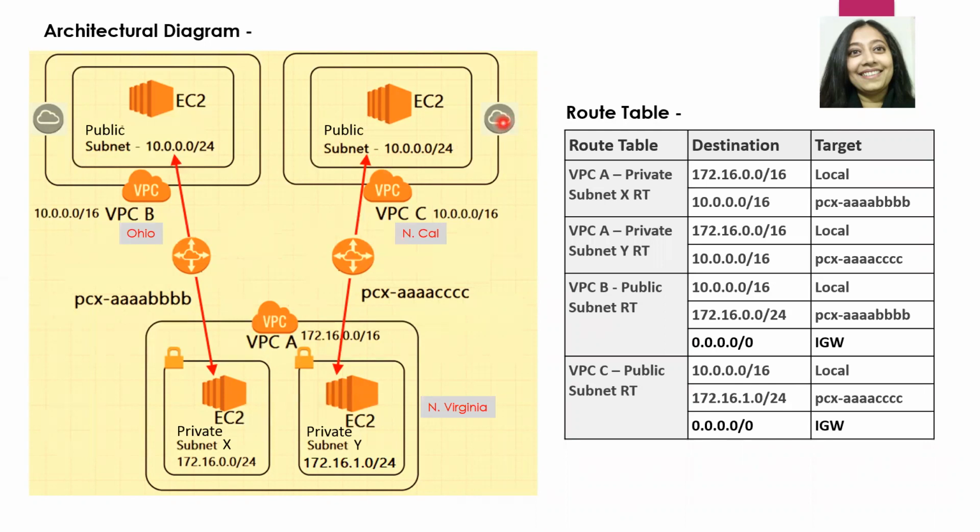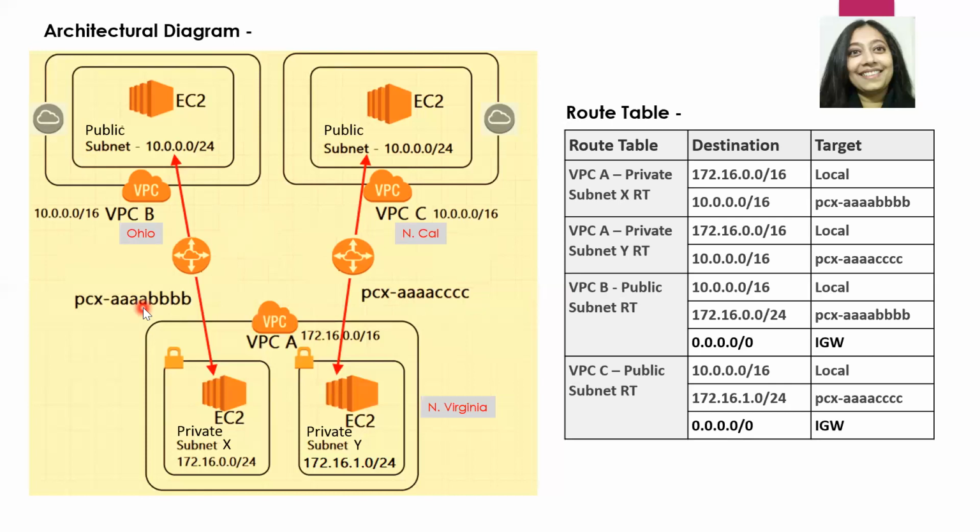As a part of our VPC peering tutorial, we will be establishing a peering connection between our VPC A private subnet X and our VPC B public subnet, as well as another peering connection between our VPC A private subnet Y and our VPC C public subnet. We will be giving them names as PCX, as you see, 4 A's and 4 B's, and PCX, again, 4 A's and 4 C's. You could pretty much give any name that you like. It's totally up to you.